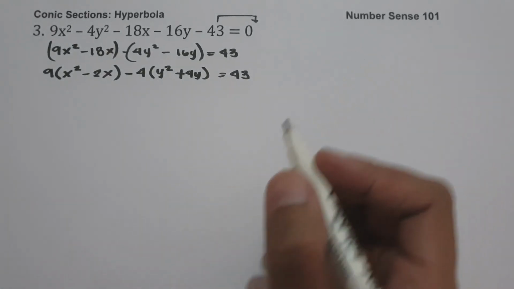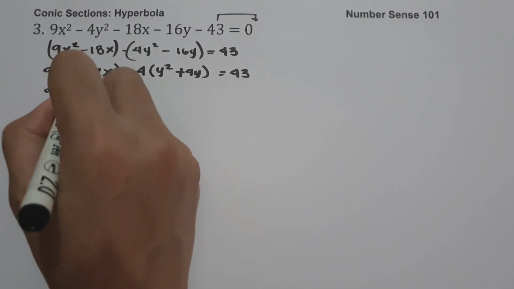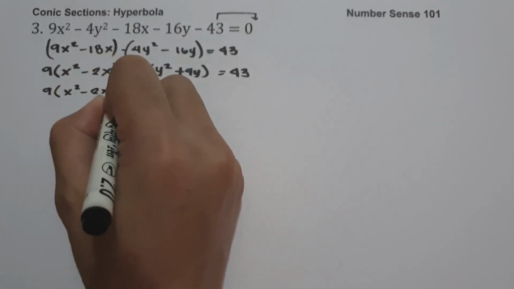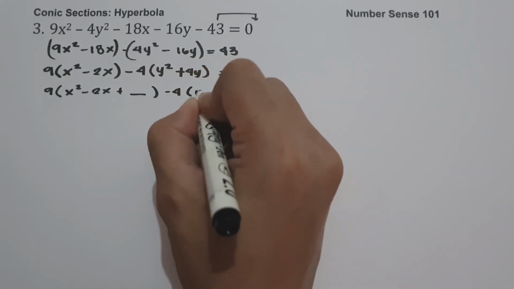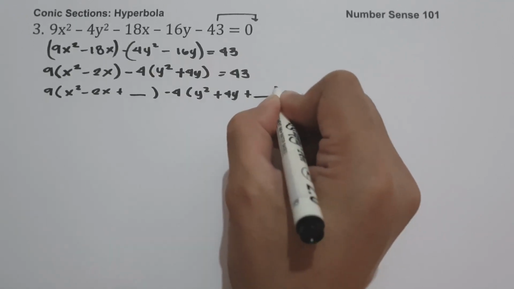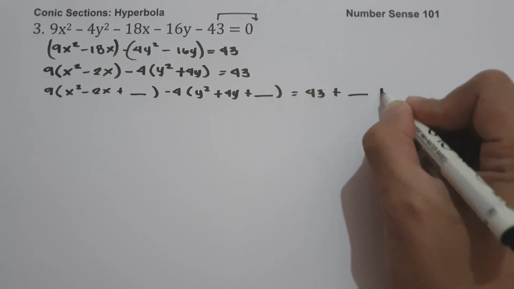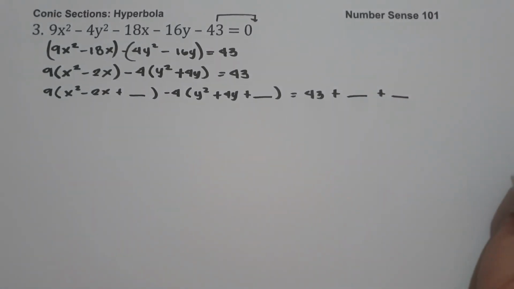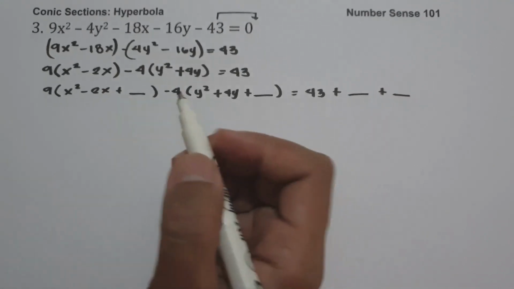And let us perform completing the square. Let us have 9 times quantity x squared minus 2x plus blank minus 4 times quantity y squared plus 4y plus blank equals 43 plus blank plus blank. So what must be the number to make this expression a perfect square trinomial?